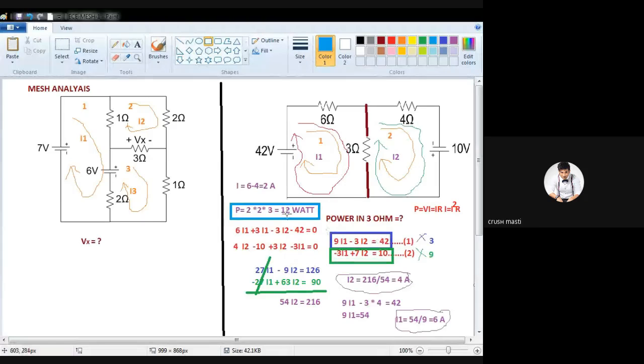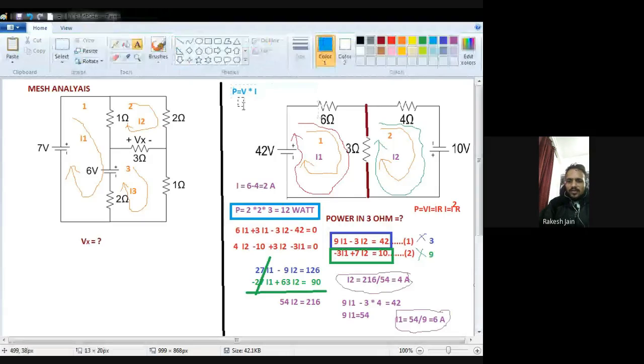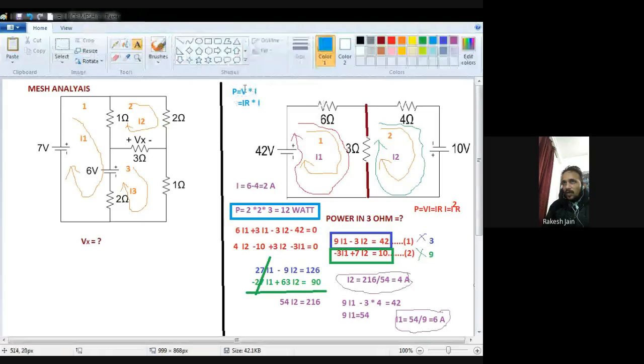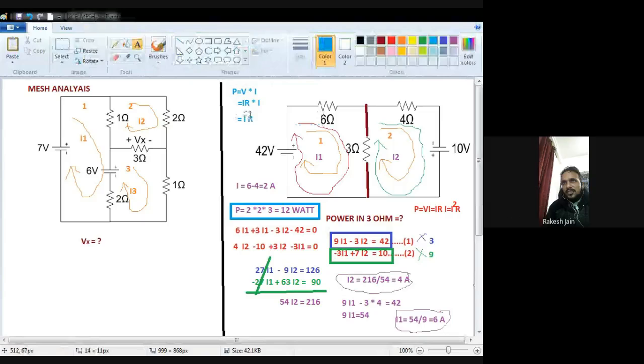Always remember, power is always equal to voltage multiplied by current. Now we know from Ohm's law that voltage is IR. So P is equal to V multiplied by I. In place of V I write IR, so IR multiplied by I. So I multiplied by I, that is I square. Can you understand now?